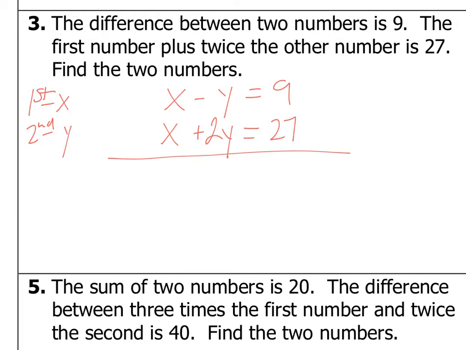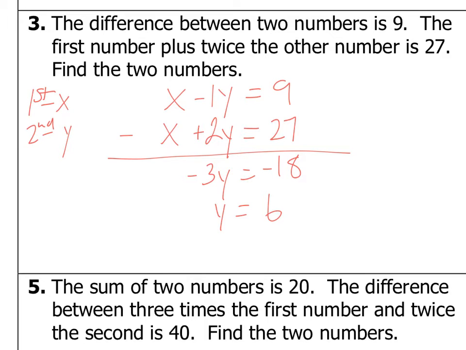I would like to use elimination, and I would like to subtract because I see the same coefficients here in my x's. x minus x is 0. Negative 1y minus 2y is negative 3y. 9 minus 27 turns into negative 18. If that's not right, just yell at me. Divide by -3, I get y is equal to 6.